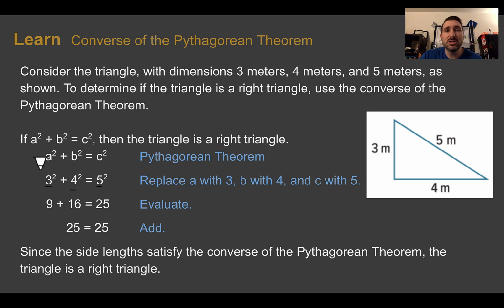Now, let's multiply it out. 3 times 3 is 9. 4 times 4 is 16. 5 times 5 is 25. If I add the a squared and the b squared together, I get 25. Is 25 equal to 25? Yes. Since the Pythagorean theorem was true, this triangle is a right triangle. So even though they didn't put that little box in the corner, now we can show that it's a right triangle.